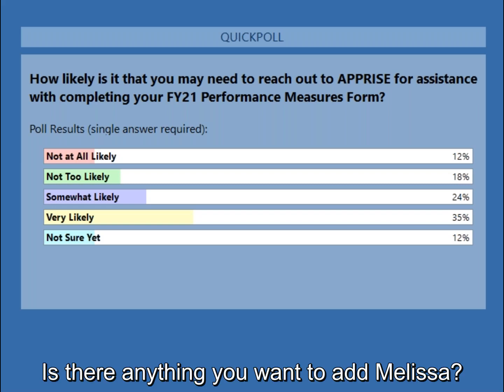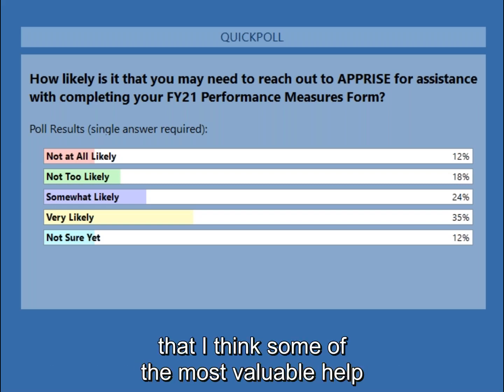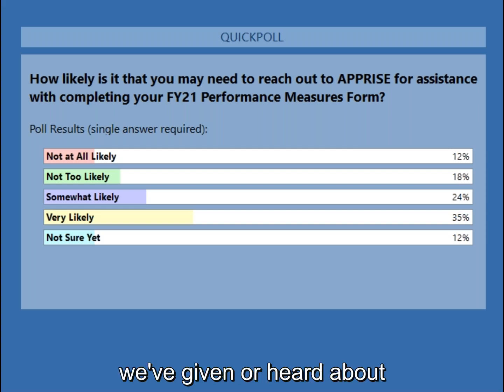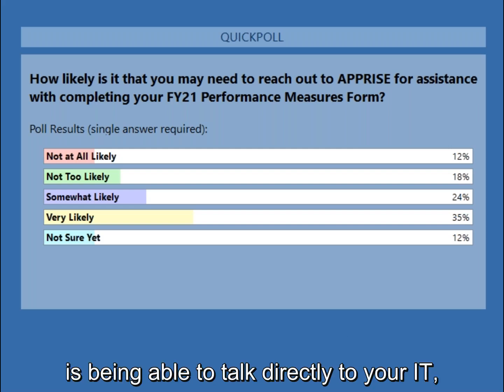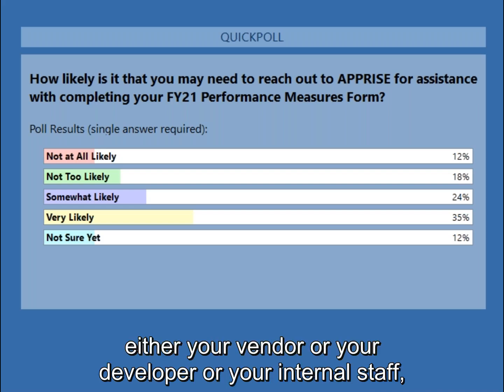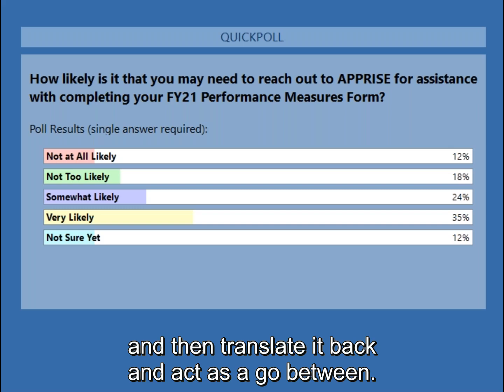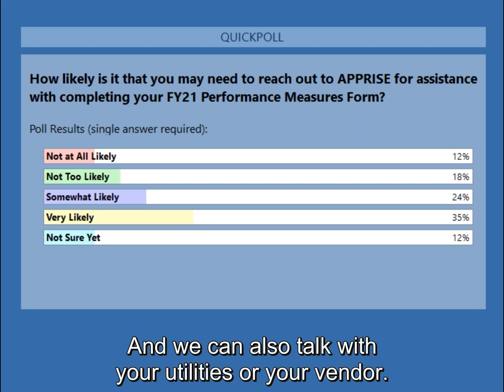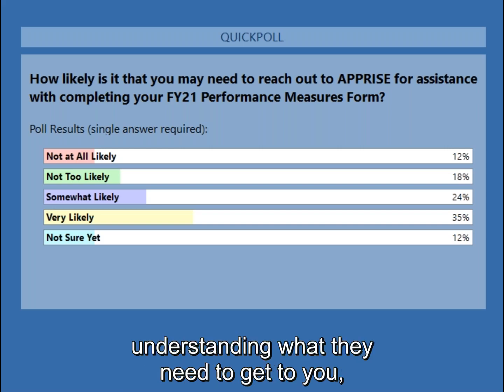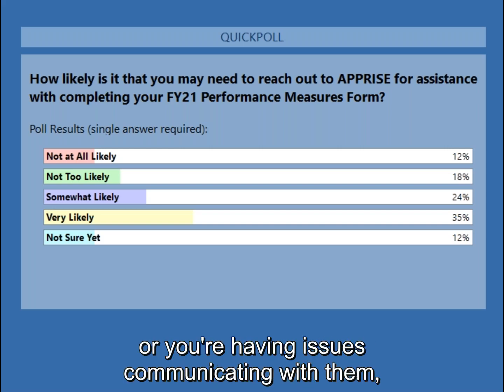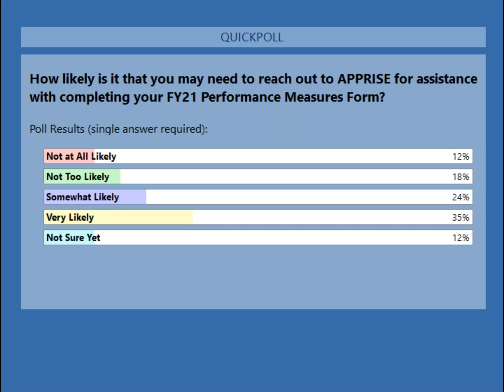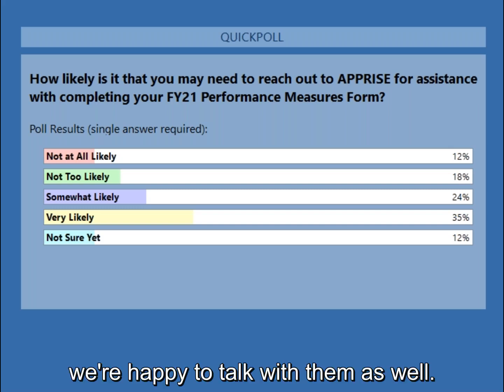Is there anything you want to add, Melissa? I would just say that I think some of the most valuable help we've given or heard about is being able to talk directly to your IT, either your vendor or your developer or your internal staff, so that you're not having to hear what we say and then translate it back and act as a go-between. And we can also talk with your utilities. So if you're having trouble, or if they're having trouble understanding what they need to get to you, or you're having issues communicating with them, we're happy to talk with them as well.